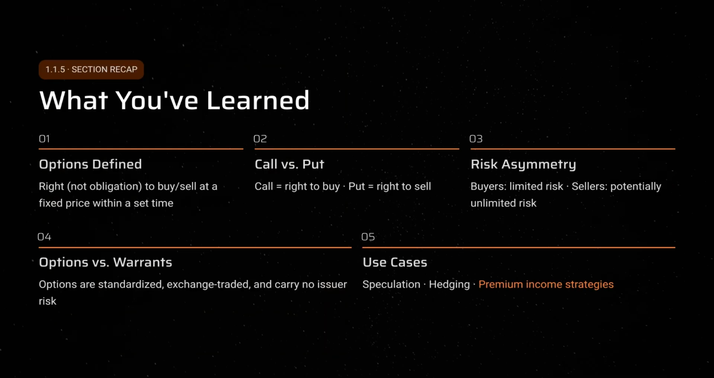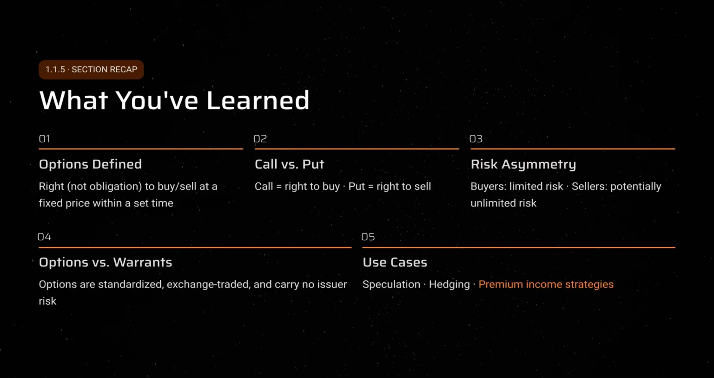What are options? Options are financial contracts that give the buyer the right, but not the obligation, to buy or sell an underlying asset at a fixed price within a specific time. There are two basic types of options: call and put. A call gives the right to buy, a put gives the right to sell. Buyers have limited risk. They can only lose the premium paid. Sellers, on the other hand, face potentially unlimited risk if the position is not hedged.